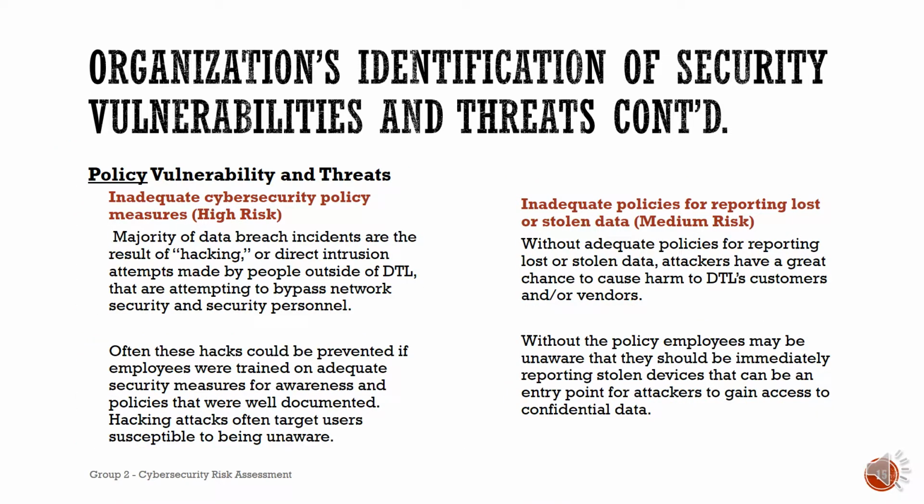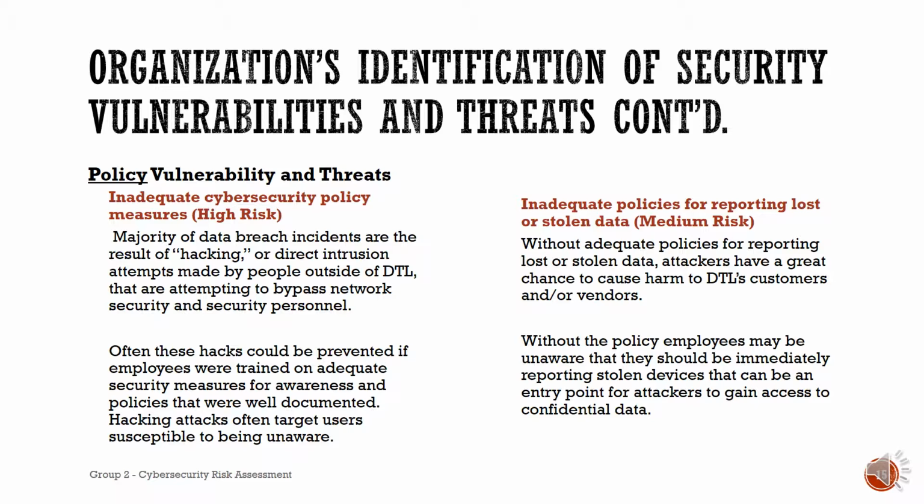Policy examples are inadequate cybersecurity policy measures, which is a high impact on DTL Power. The majority of data breach incidents are the result of hacking or direct intrusion attempts made by people outside of DTL Power that are attempting to bypass network security and security personnel. Often these hacks could be prevented if employees were trained on adequate security measures for awareness and policies that were well documented. Hacking attacks often target users susceptible to being unaware.